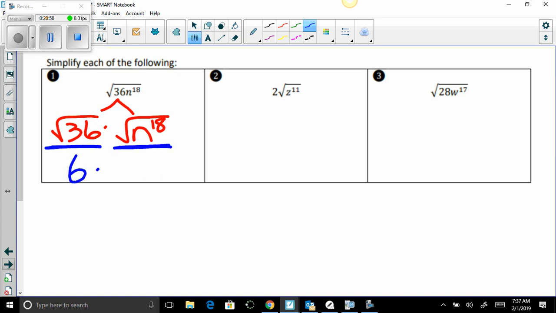Is this a perfect square for a variable? Remember, if it's a perfect square for a variable, the exponent has to be an even number that I can cut in half and get an even number. And half of 18 is 9, so I lose my radical again. So if I put that together, my answer is just 6n^9. And I'm done.